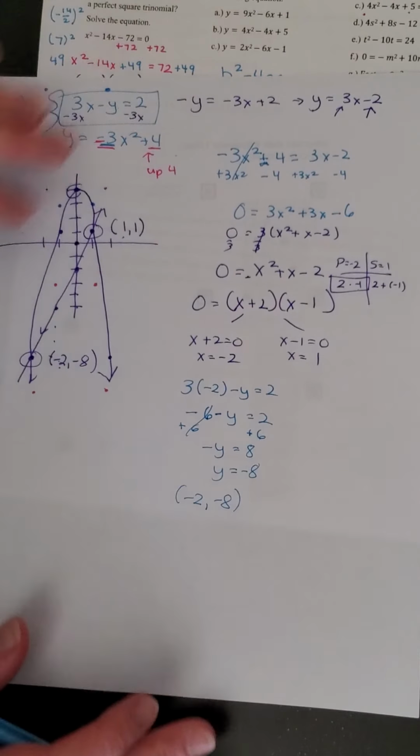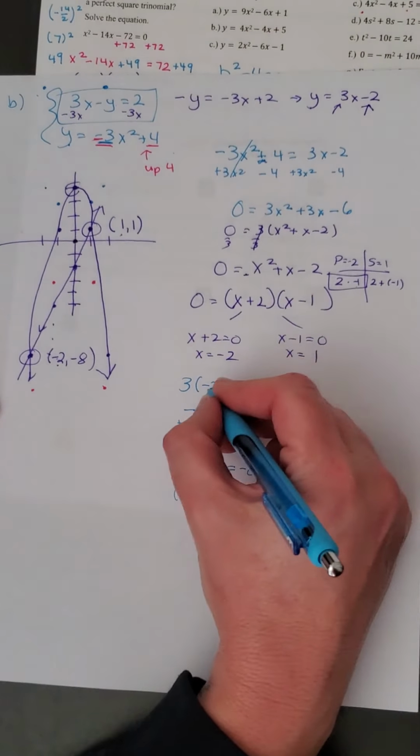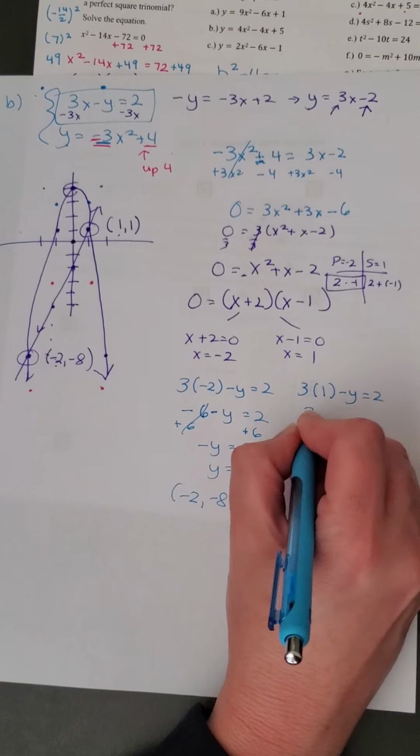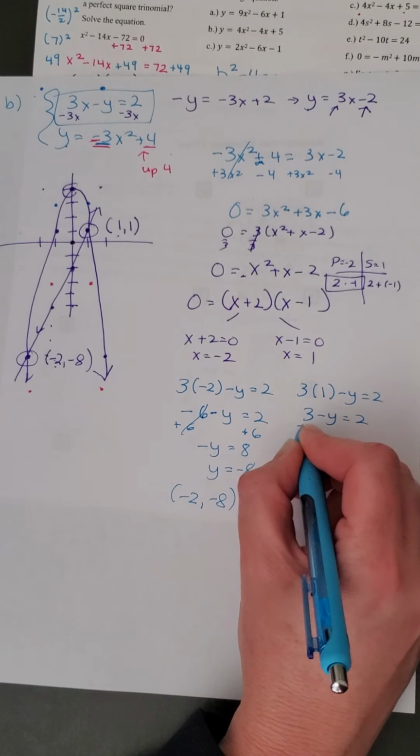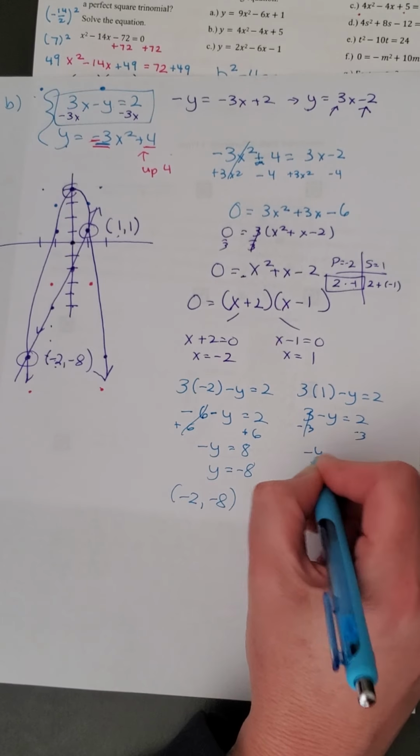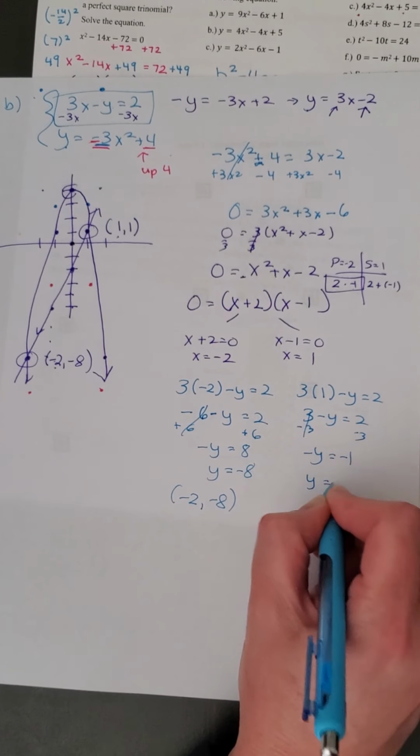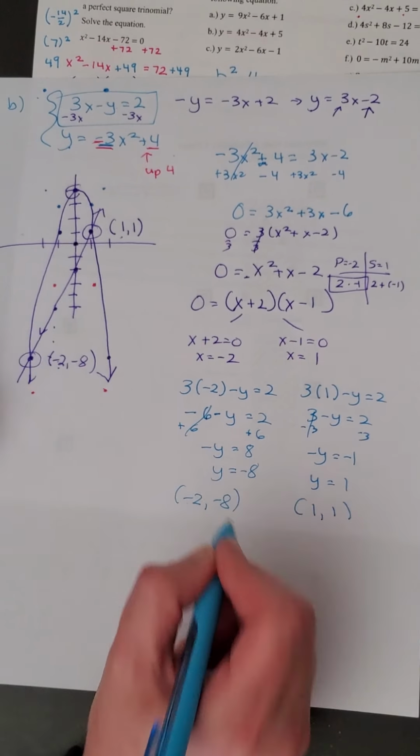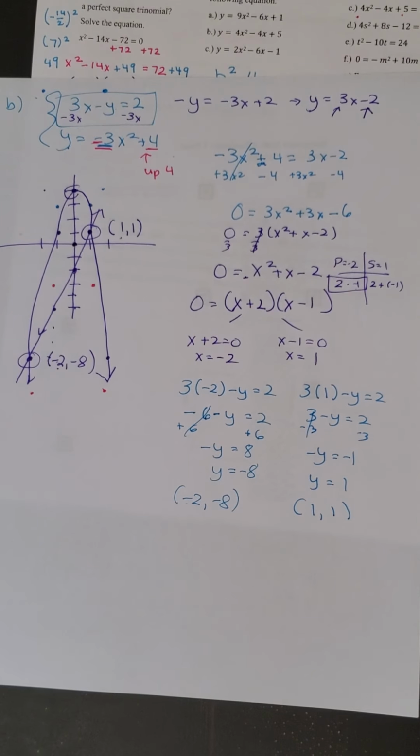And then the last one, if I substitute 1 into the original, 3 times 1 minus y equals 2. That's 3 minus y equals 2. Subtract 3. Negative y equals negative 1. y equals 1. So my solutions are 1, 1, and negative 2, negative 8. Boom. Not too bad.